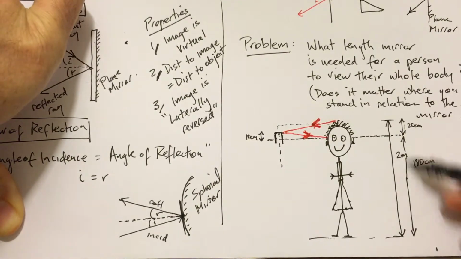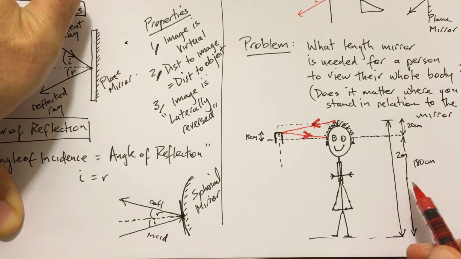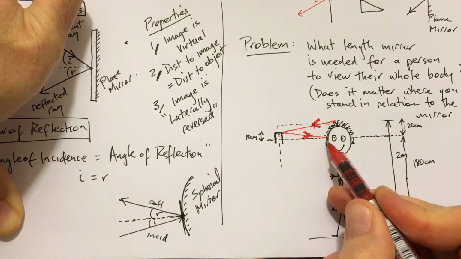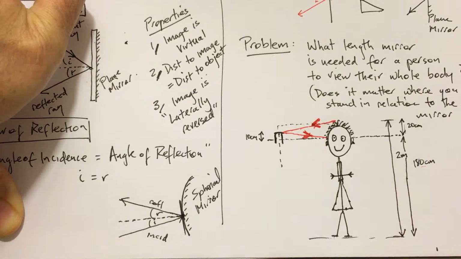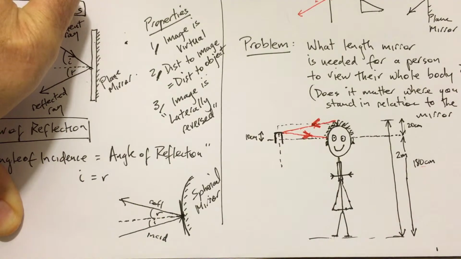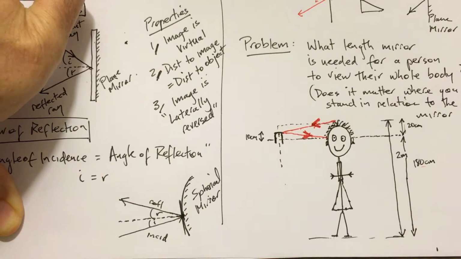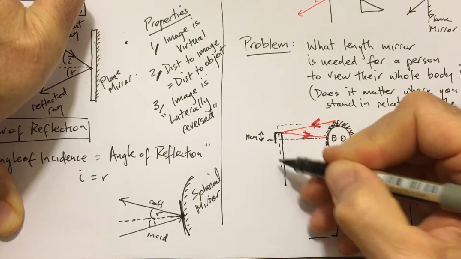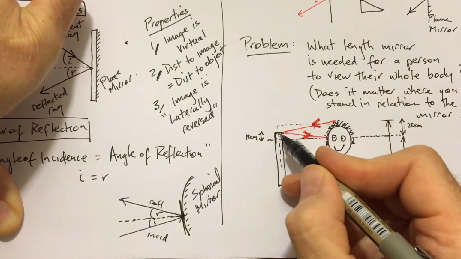So obviously to see her feet, she's going to need a ray hitting the mirror halfway between her eyes and her feet. So we know that distance there is 180, so halving that is 90. So I'm just going to guess and say that that would be somewhere around here. Yeah, about there. So really the mirror only needs to be that large. Okay, here is the mirror.